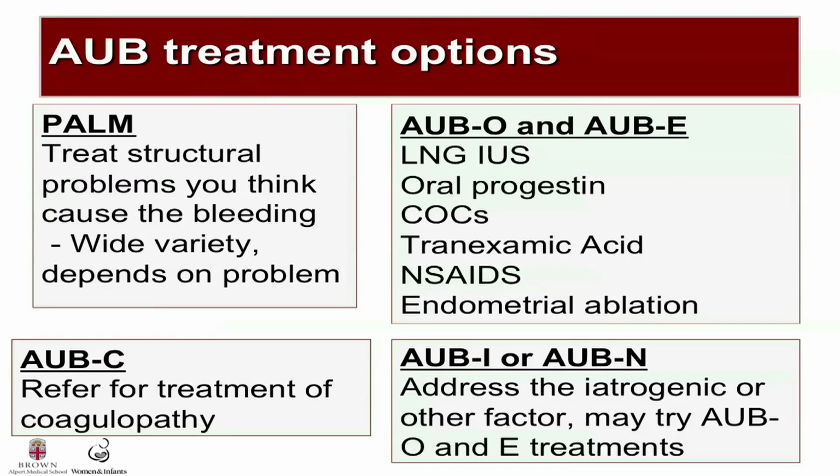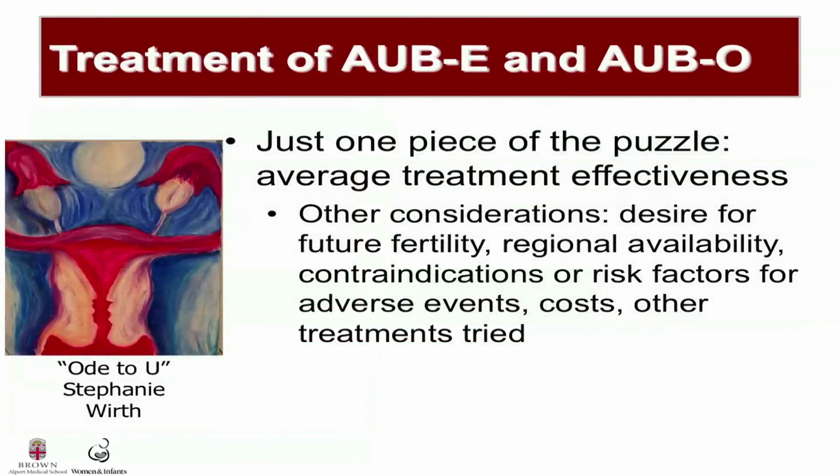For AUB-C, patients should be referred for the treatment of coagulopathy. For AUB-I and AUB-N, clinicians should address the iatrogenic or other factors, but also may consider trying AUB-O and E treatments. And then for the remainder of this talk, we're going to focus on the treatment of AUB-O and AUB-E.